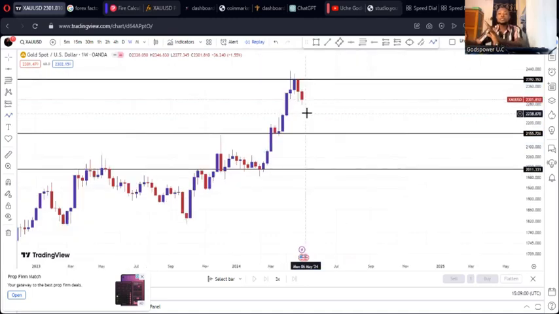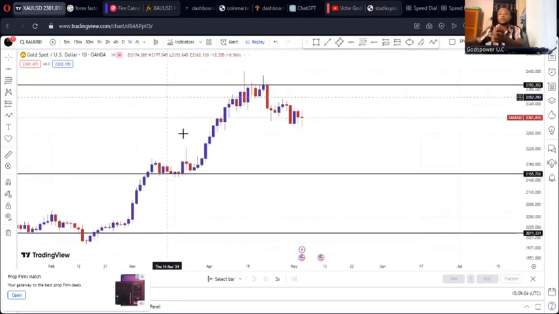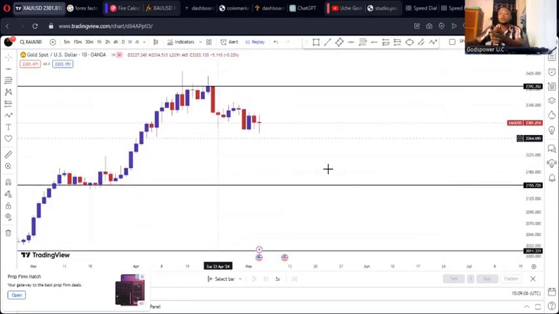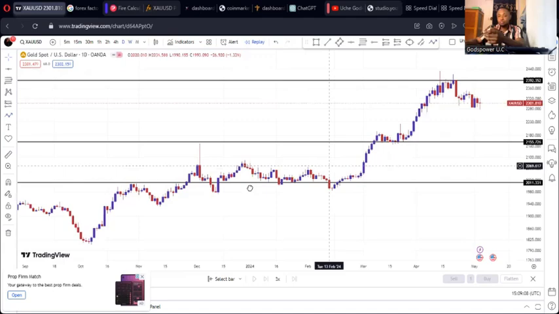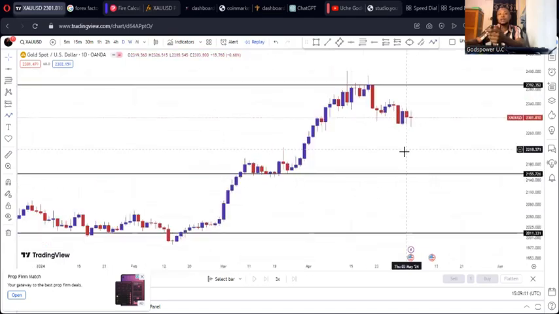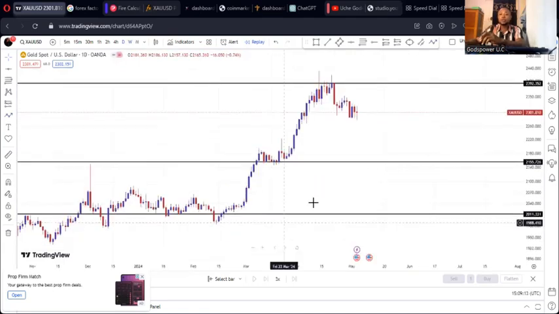So with that being said, with that in our mind, let's dive down to the daily time frame. When I get to the daily time frame, I'm looking at another bullish move, but let's look at the structure, the market structure, right?